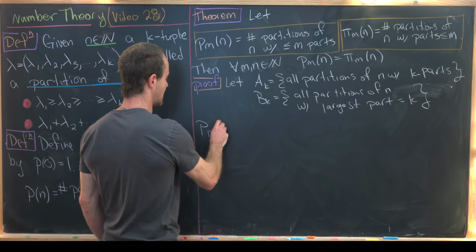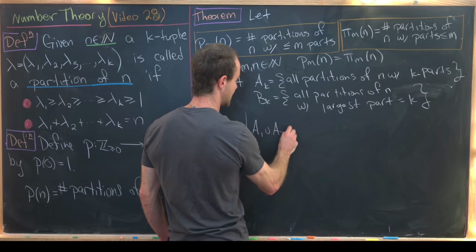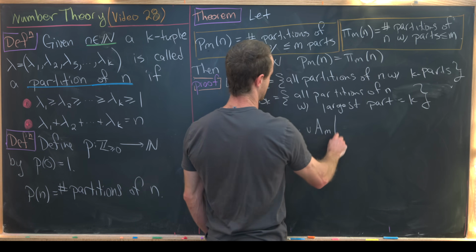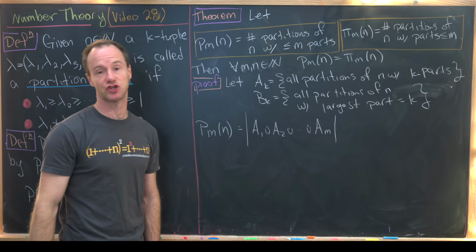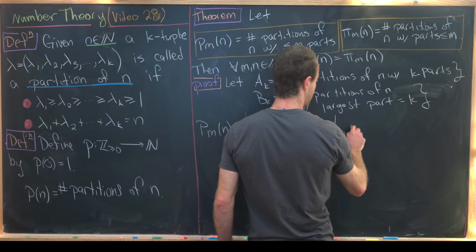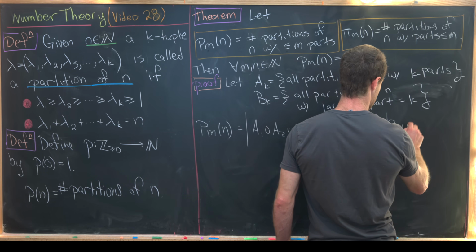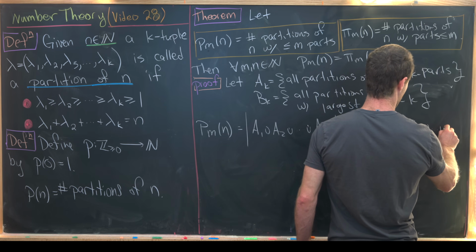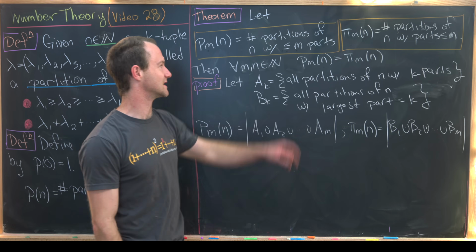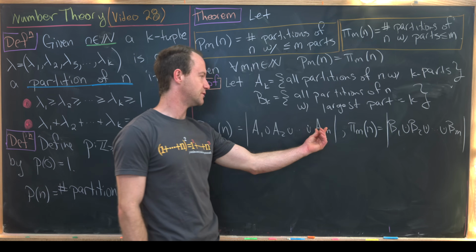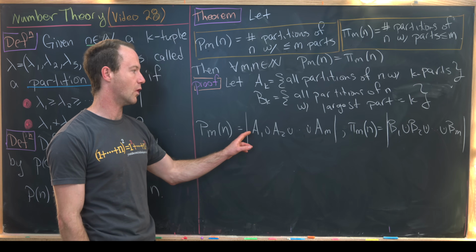So notice that P_m(n) will be equal to the size of A_1 union A_2 all the way up to A_m. Those are disjoint sets as well, so maybe I'll put a little dot here to show that we're doing a disjoint union. And furthermore, pi_m(n) will be the number of elements in B_1 union B_2 union all the way up to B_m. Again, those are disjoint unions. That's because here we want less than or equal to m parts. So this would be exactly m parts. The one right below it would be m minus 1 parts. All the way down, this would be 1 part.